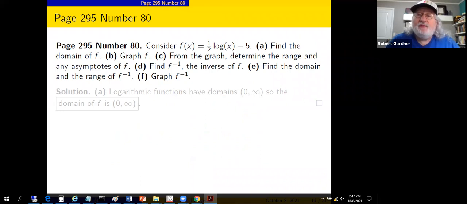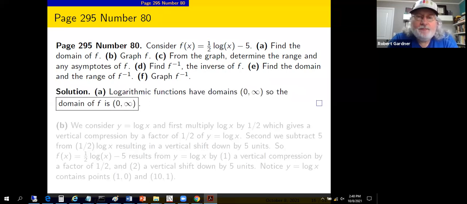Another one involving a common logarithm. Consider f of x equals 1/2 common logarithm of x minus 5. Find the domain, graph it. From the graph, determine the range and any asymptotes, find the inverse function, find its domain and range, and graph it. So same instructions as the previous one, this time with a common log instead of a natural log.